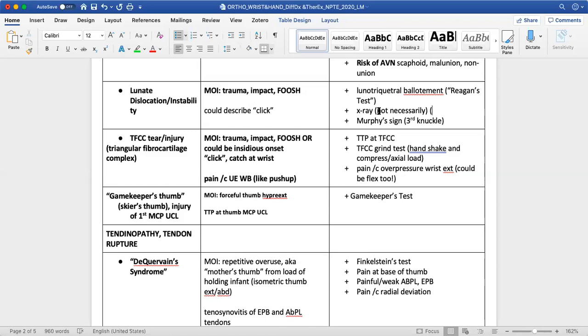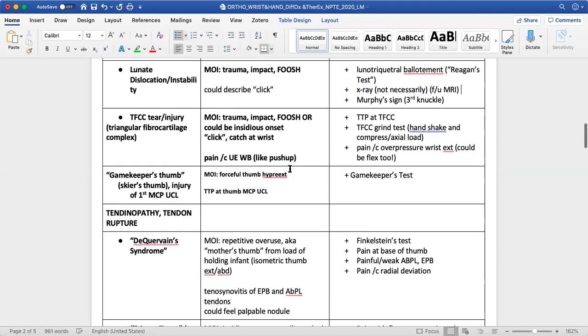And so it's a little bit arbitrary, but basically what we're looking at is the lunate is not where it's supposed to be. So it's either displaced anterior or posteriorly. So that's where, if it's a significant disruption, it would show up on x-ray. But again, not necessarily if it's just minor. And so you could do follow-up MRI, which is kind of what I'm adding to that for a little clarification.